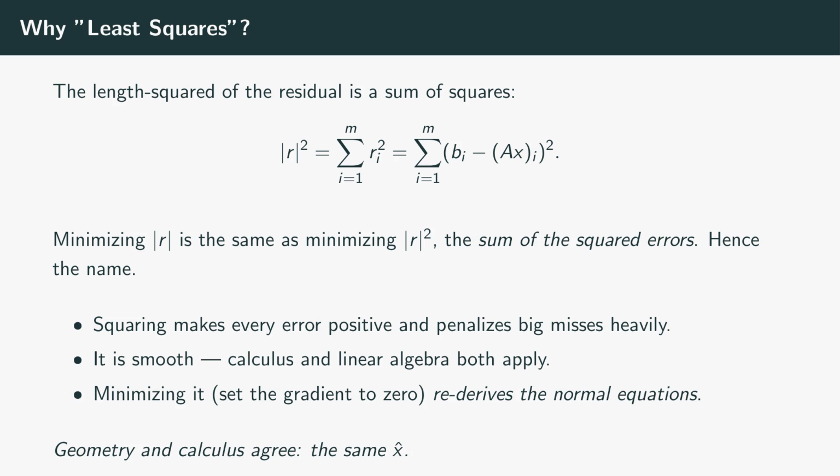In fact, if you take that sum of squares, treat it as a function of x, and set its gradient to 0, the standard calculus minimization, you rederive the exact same normal equations. Geometry and calculus hand you the identical answer, which is always a reassuring sign.